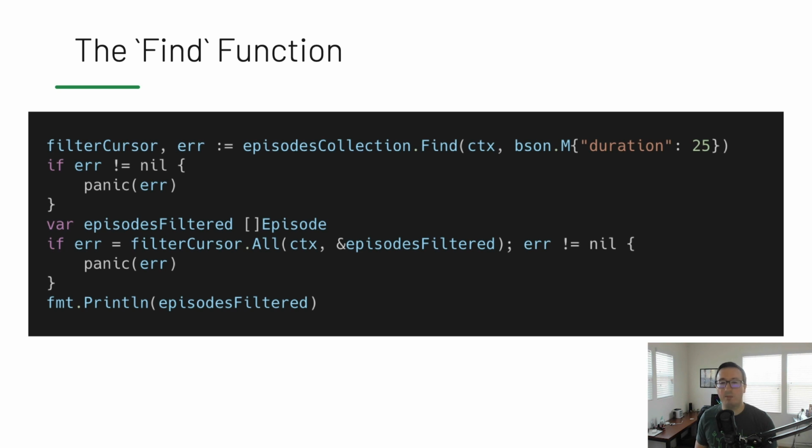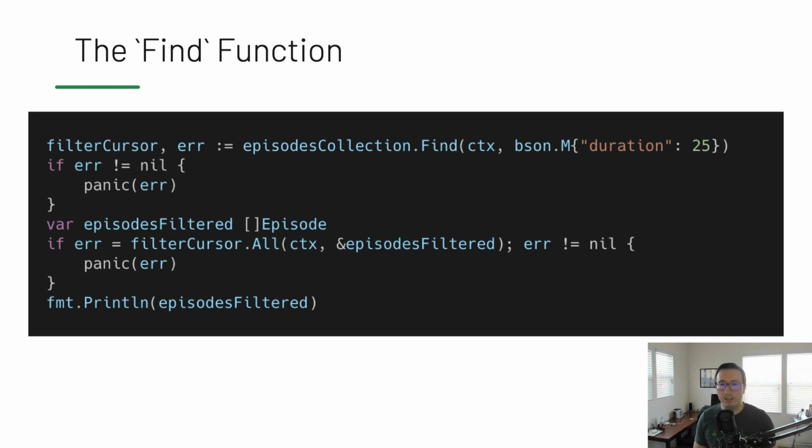However, this time around, I'm providing a duration and I'm saying 25. So this is an equality filter. What I'm saying is we're only going to find documents for episodes that have a duration that equals exactly 25. Whatever that value is, it's got to be 25.